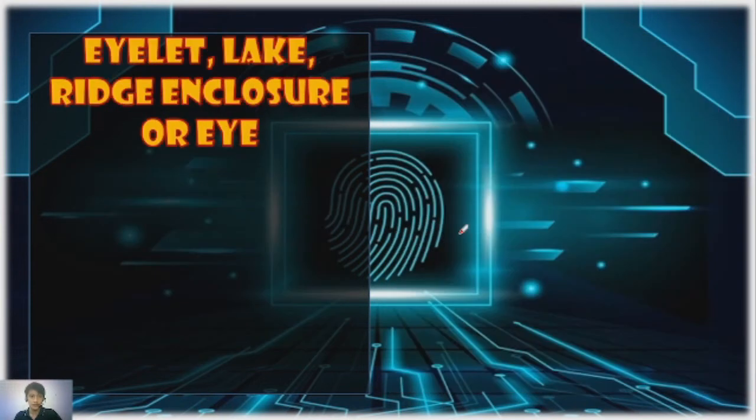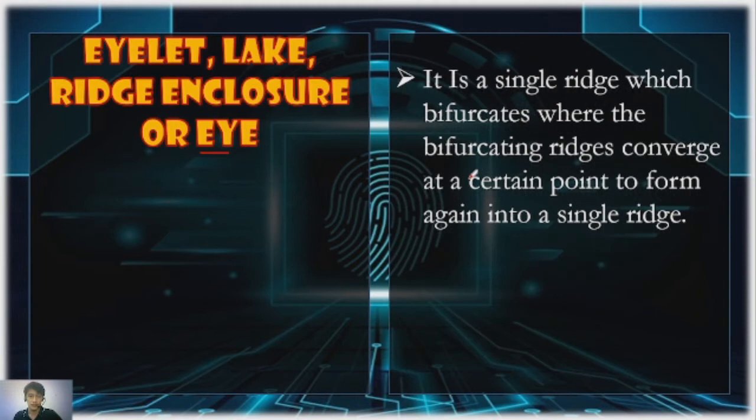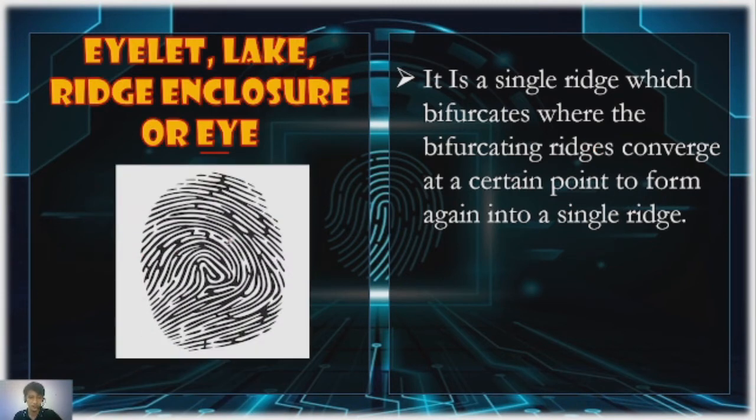And next in here, we have the eyelet. Okay, in other words, they call it a lake, or they call it also a ridge enclosure. And lastly, some say it's just an eye. Okay, so what is this? It is a single ridge which bifurcates, where the bifurcating ridges converge at a certain point to form again into a single ridge. So we have here an illustration again.